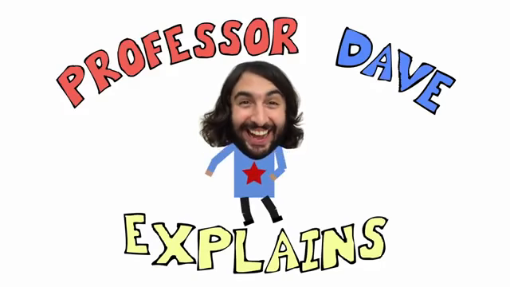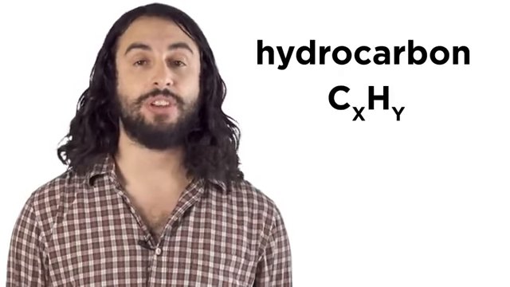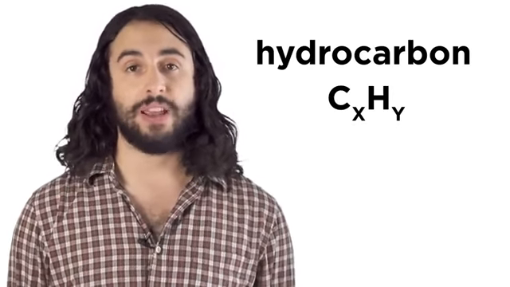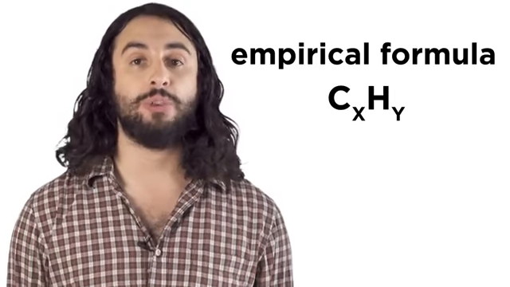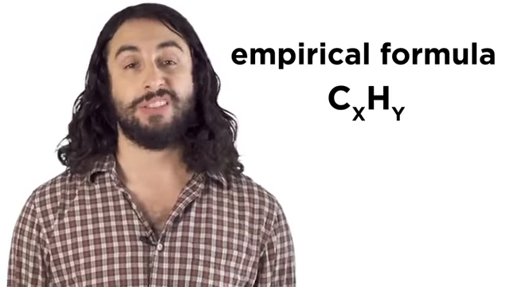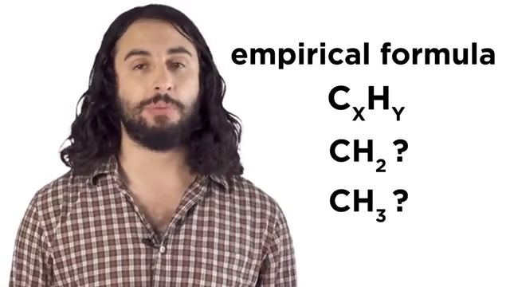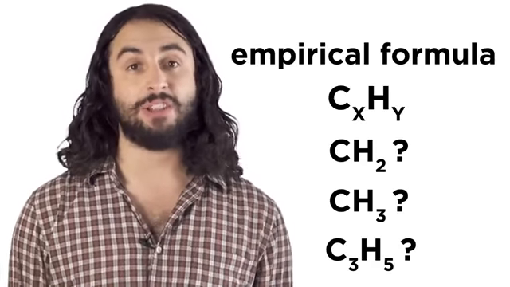Professor Dave explains. Let's say we have an unknown hydrocarbon. That's a molecule consisting of just hydrogen and carbon. Let's also say we want to know the empirical formula of the hydrocarbon, or the lowest whole number ratio of carbon to hydrogen atoms in the molecule. Is it 1 to 2, 1 to 3, 3 to 5? A while back, we figured out a clever way to decipher this ratio.